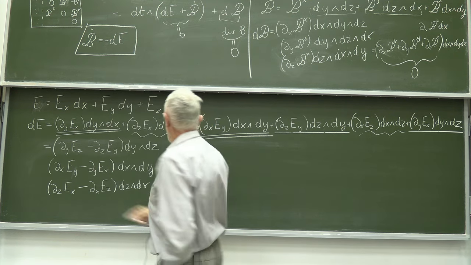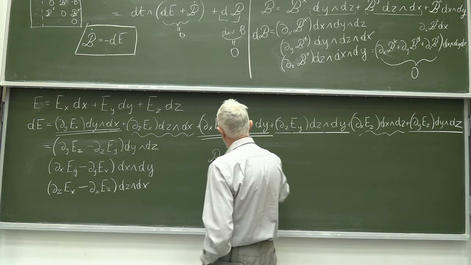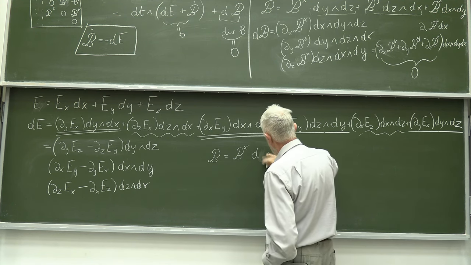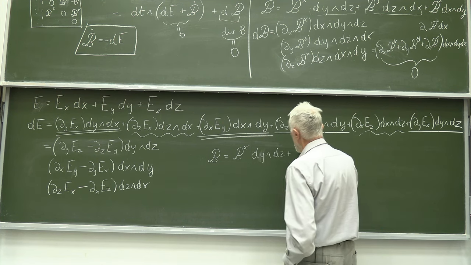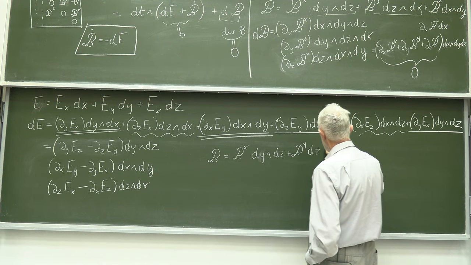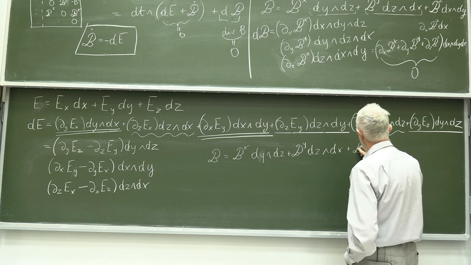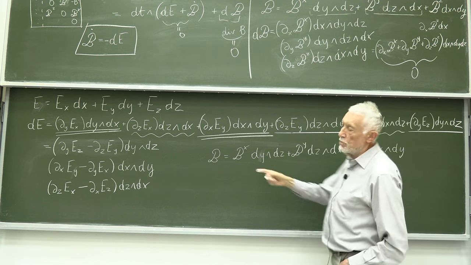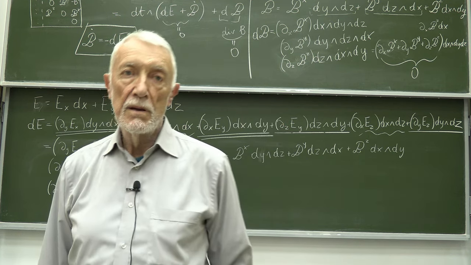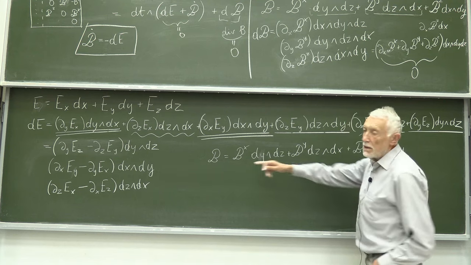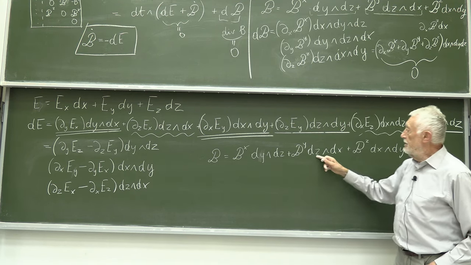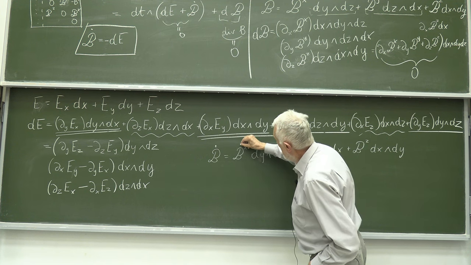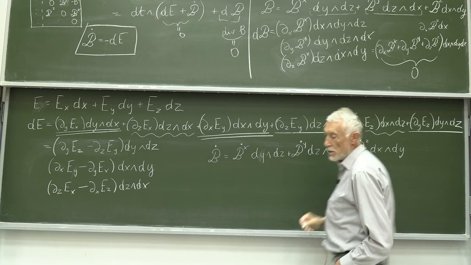and B dot. Now you remember that B was bx dx dy dz plus by dz dx plus bz dx dy. So this was B. And what is B dot? B dot is, of course, when I differentiate with respect to time, the coordinates do not change, so B dot is just the derivatives with respect to time, right?